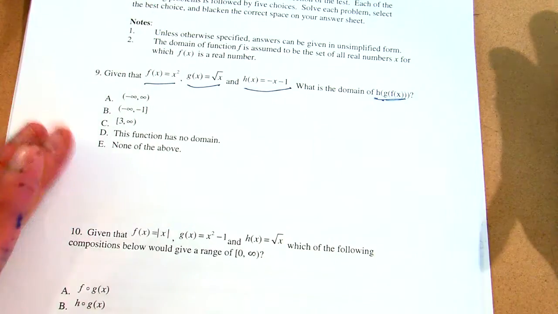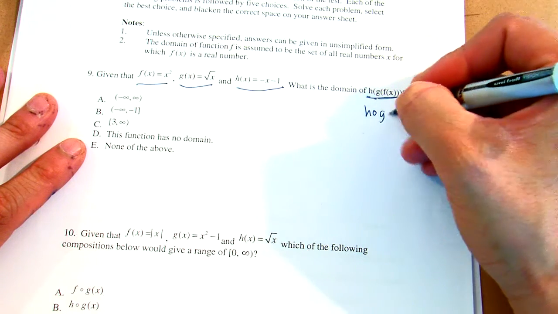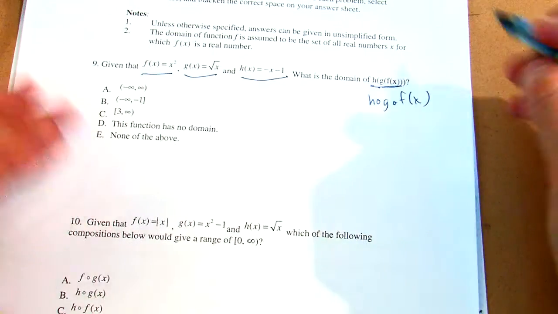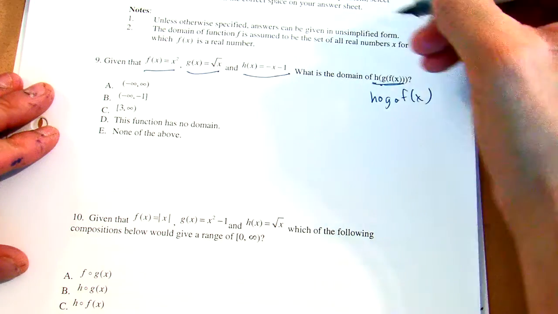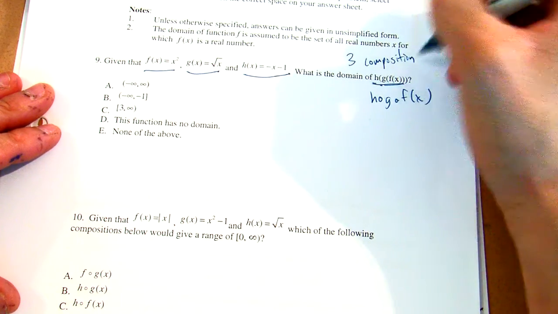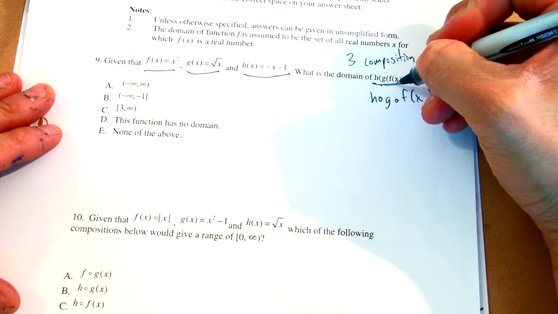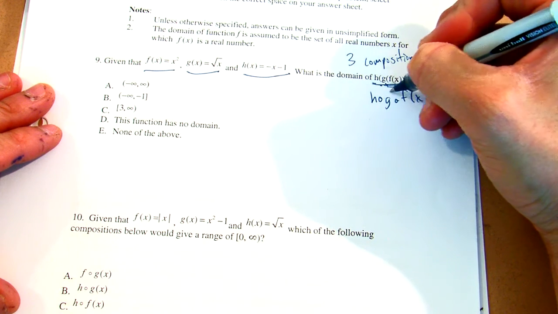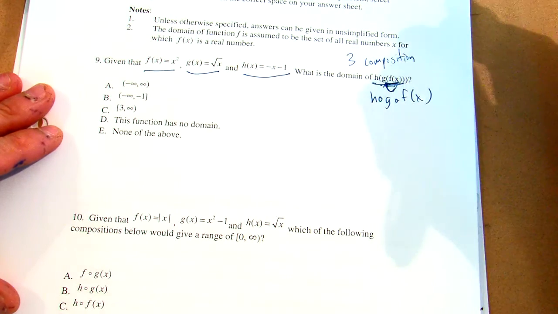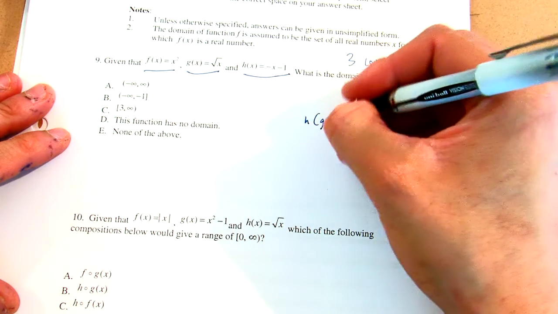You want to make note of this. h of g of f of x is the same thing as if I wrote this here. Okay? h of g of f of x. So basically what you have to do is you have 3 compositions. That means you have to put a function in a function in a function. So this means I have to first put f in g, and then I'm going to put all of that into h here.